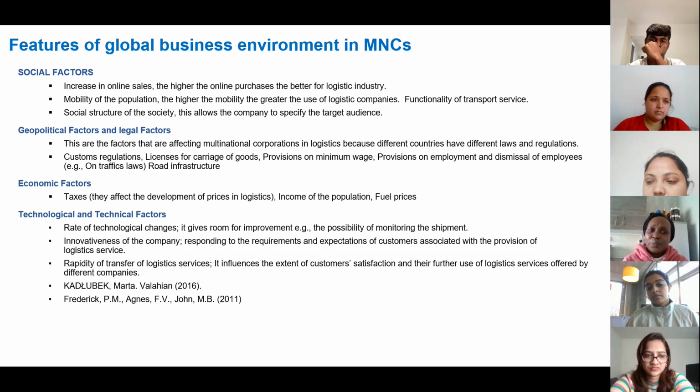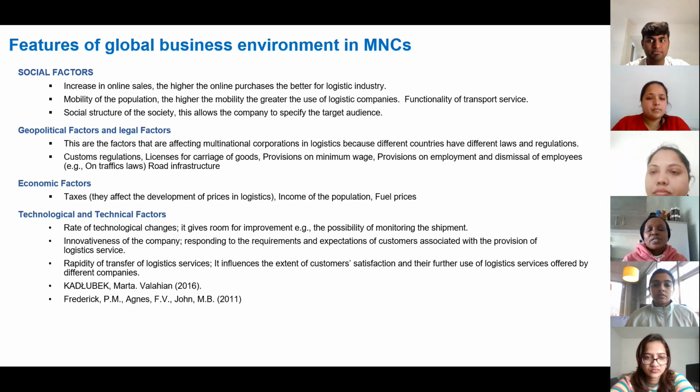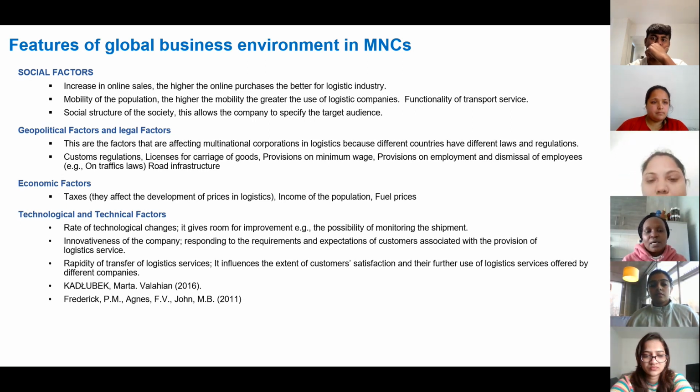A second factor is geopolitical factor and legal factor. Under geopolitical factors, we can consider regions that have been enclosed, and one has to get a license and customs clearance to move products from one place to another. These requirements increase the cost of transportation, thus increasing logistics pricing. Another factor is economic factor. When we talk about the economic factor, we are talking about taxes. Taxes are applied across all countries that logistics are operating in, and these taxes also increase prices when the logistics companies are setting their prices on how to supply products from one place to another.